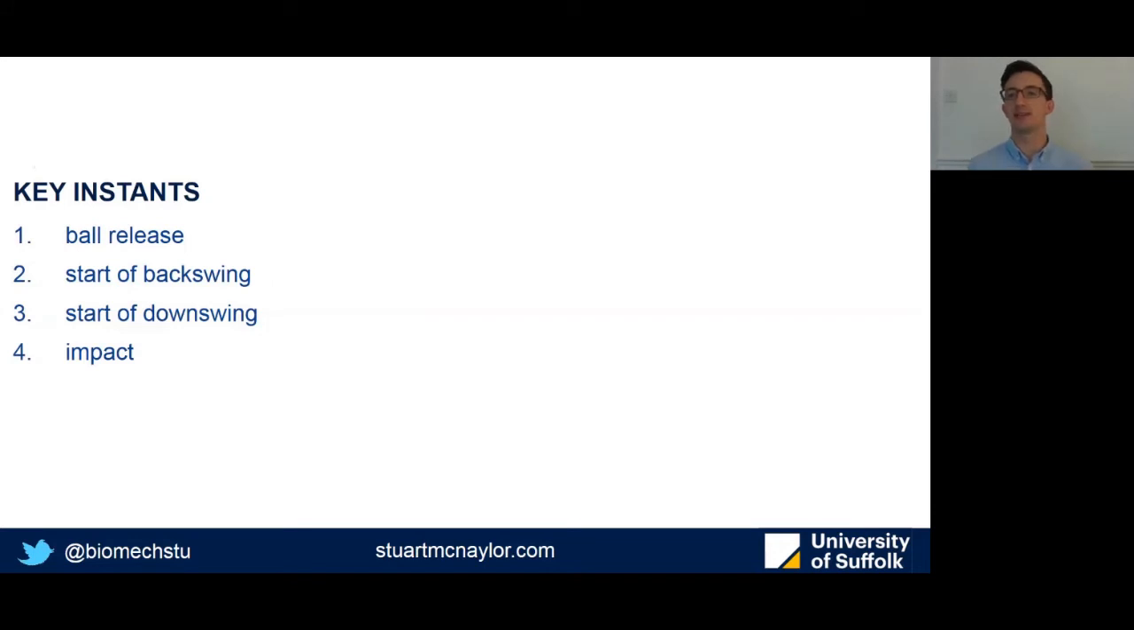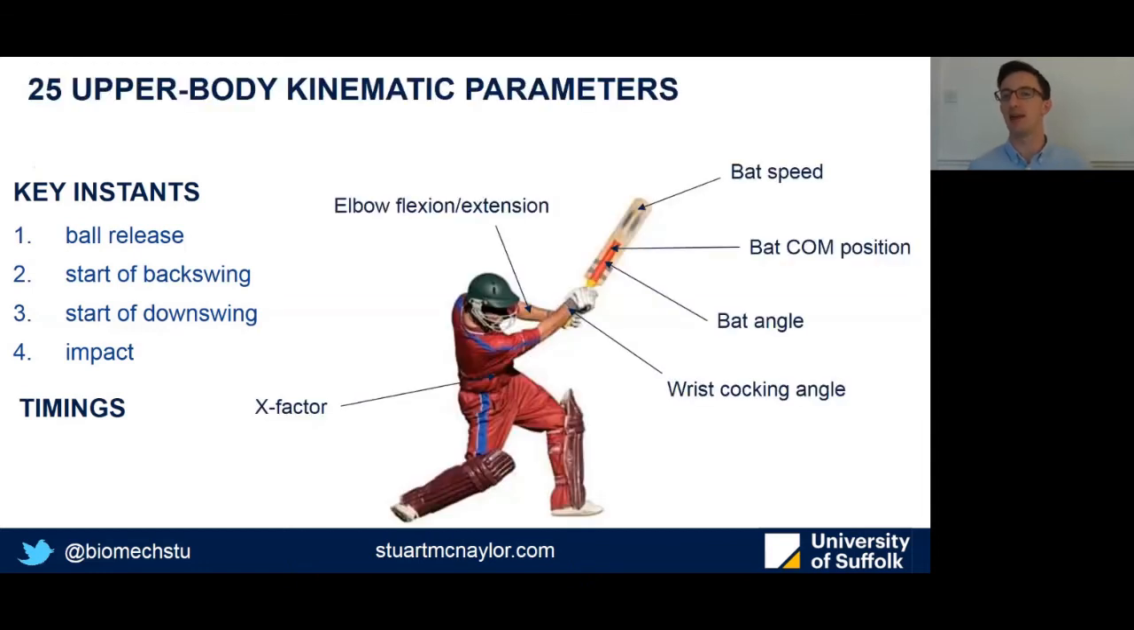For each successful trial, we recorded technique at 4 key instants of ball release, start of backswing and downswing, and impact. We looked at the timings of those 4 relative to one another, and we also looked at a total of 25 upper body kinematic parameters split over those 4 key instants.